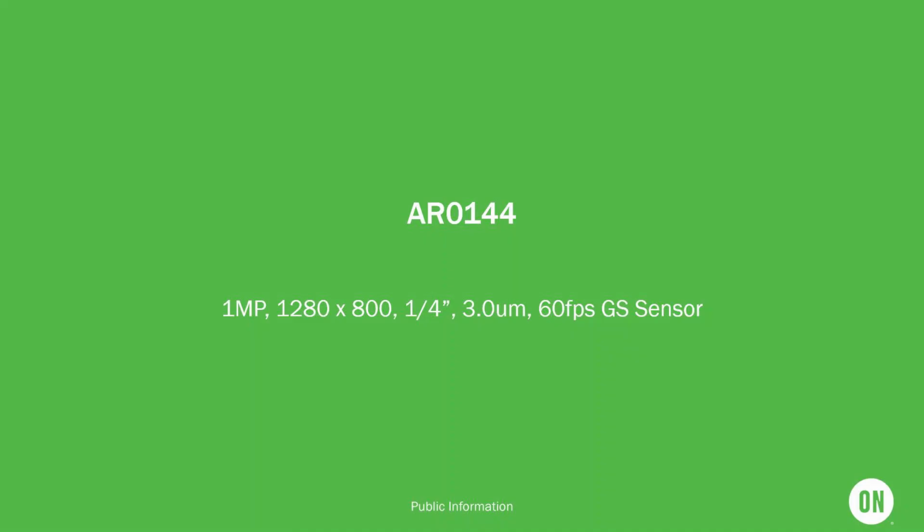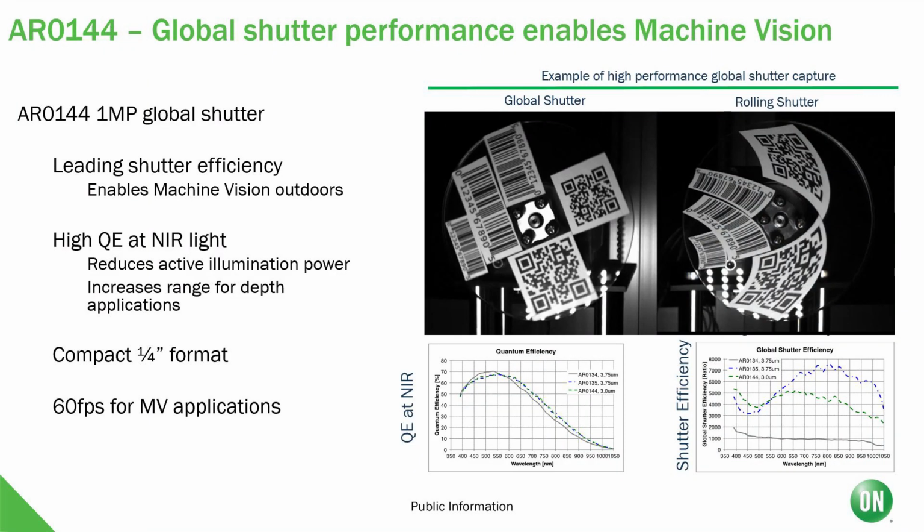The first product I'd like to talk to you about is our AR0144, and this is a small optical format, i.e. a very small sensor of resolution of 1280 by 800, about 1 million pixels or 1 megapixel. And this has a 3-micron pixel. This device will capture frames at a rate up to 60 frames per second. So this global shutter is really key for enabling image sensor.